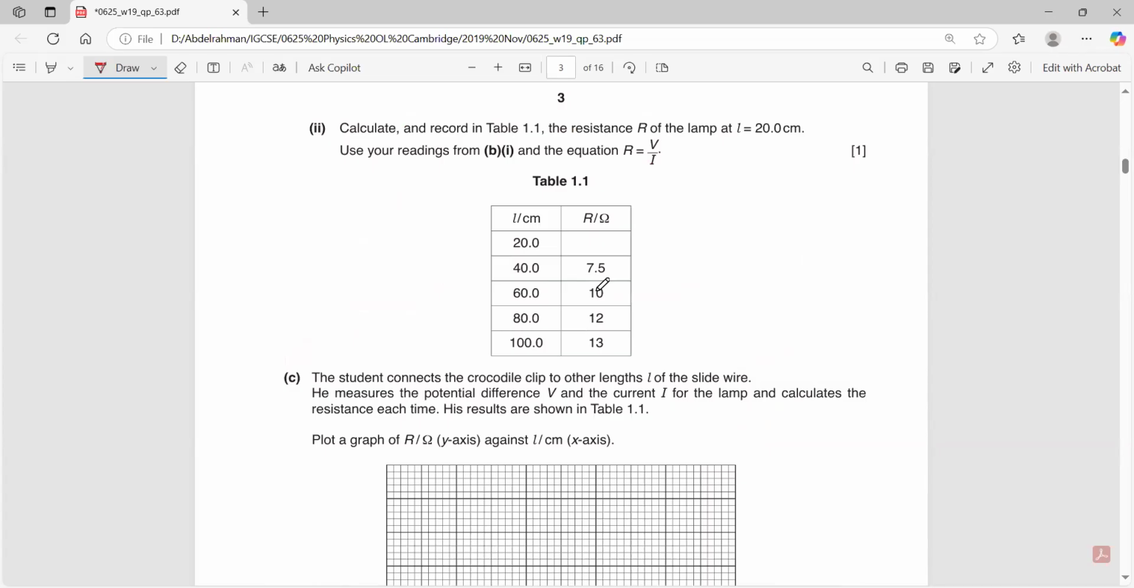Now, can I find the resistance? Yes, I can find the resistance. R equals V over I. So 0.6 divided by 0.14, which is very close to 4.3. 4.3 ohms.